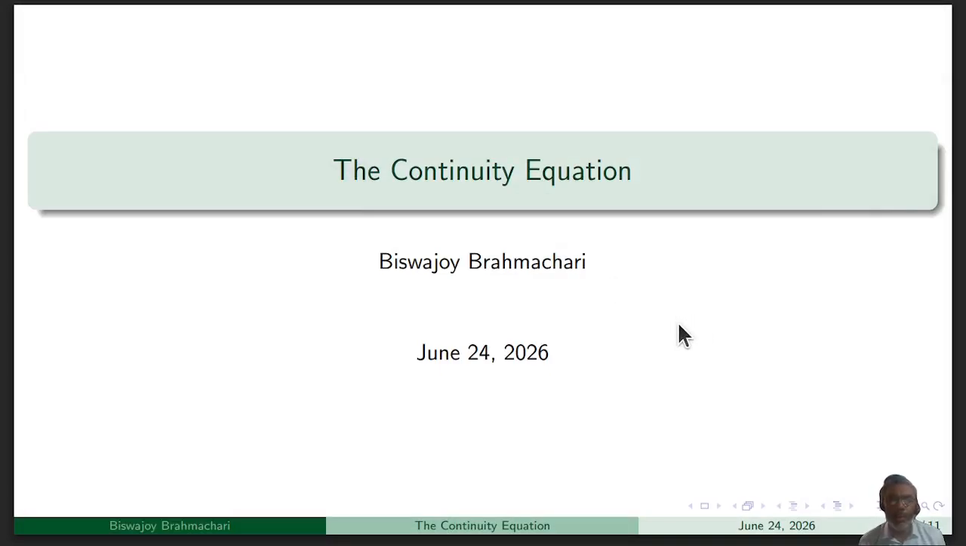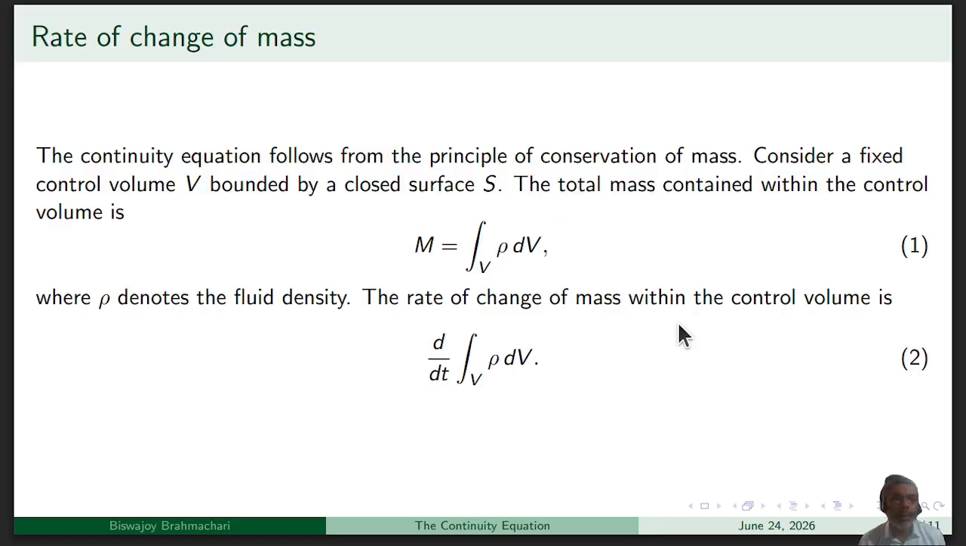Hello, today we will discuss the continuity equation. The continuity equation follows from the principle of conservation of mass. Consider a fixed volume V bounded by a closed surface S.